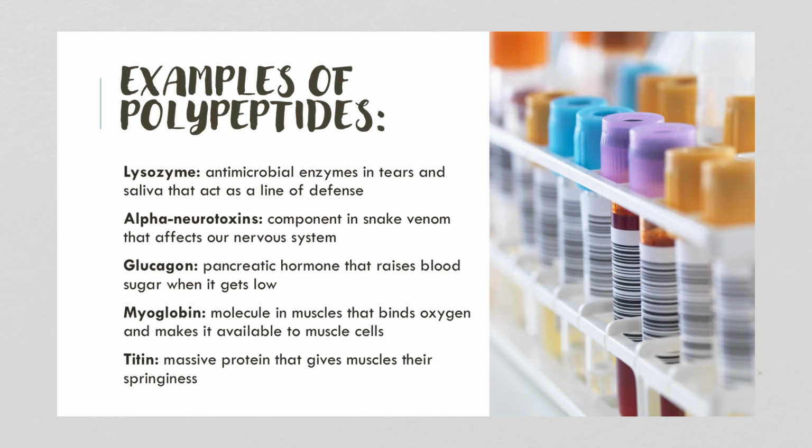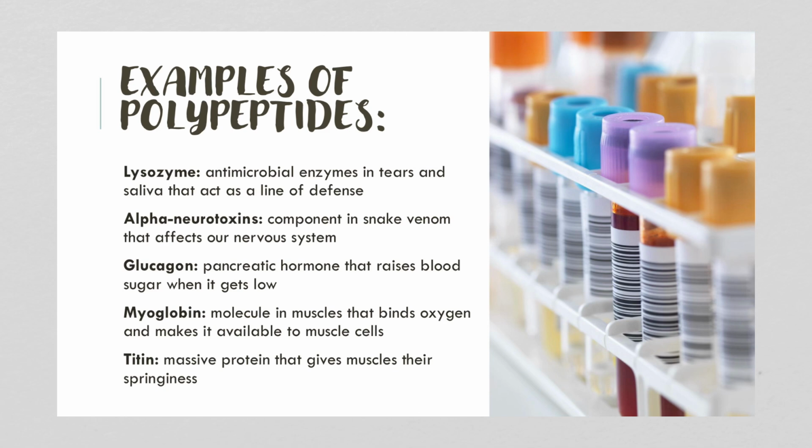We also have alpha neurotoxins. That's a component, we don't have it. It's a component in snake venom that affects our nervous system. We don't want to get bitten by a venomous snake. Glucagon is a pancreatic hormone that raises blood sugar when it gets low. We'll learn about it and insulin a little bit later into our course.